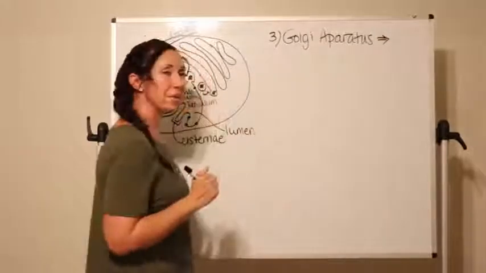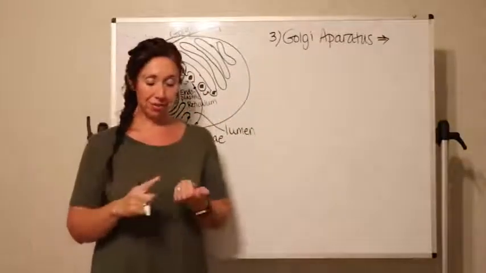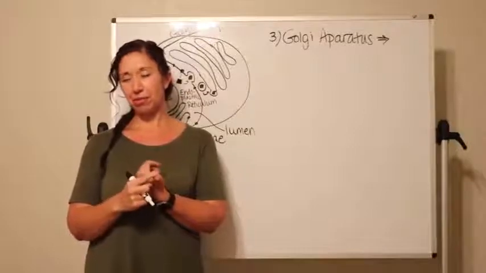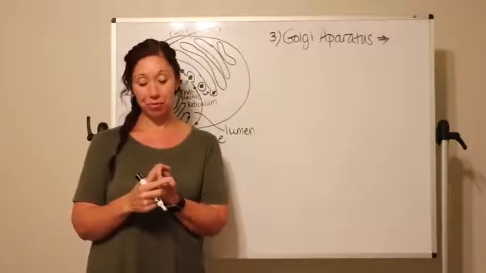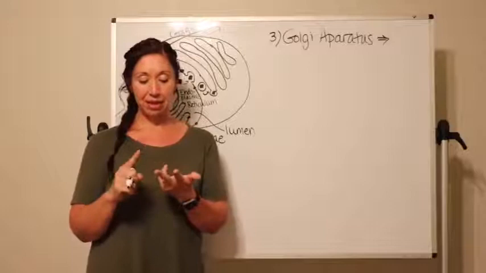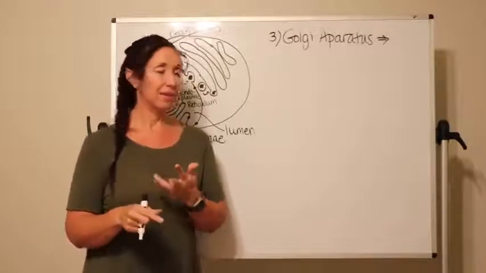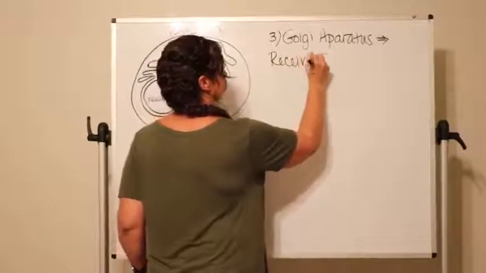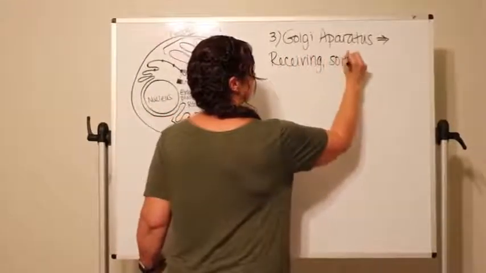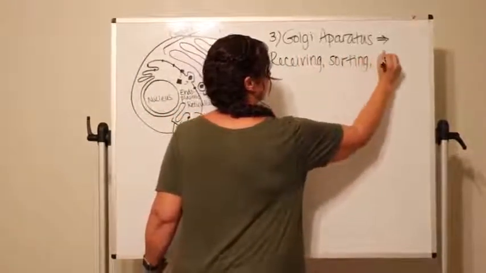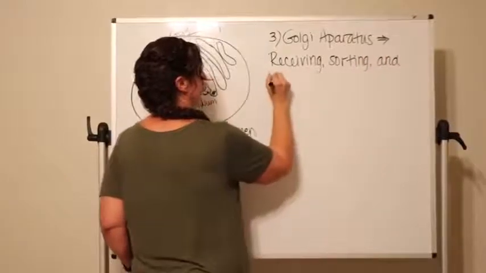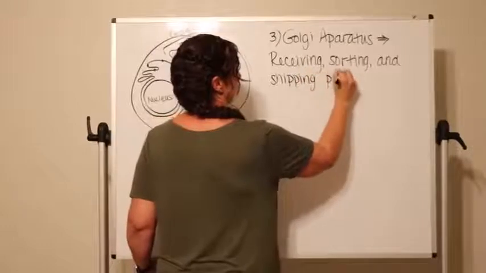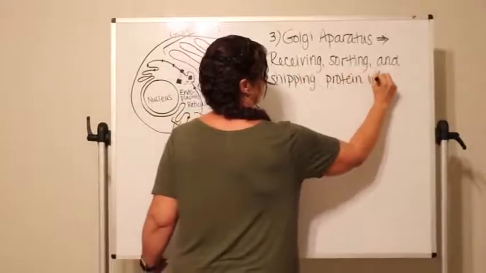So the way I want you to think about the Golgi apparatus, it's the receiving, the warehousing, the shipping, or the receiving, if you will, the sorting, and the shipping area of the cell. So this is the receiving, sorting, and shipping protein warehouse.